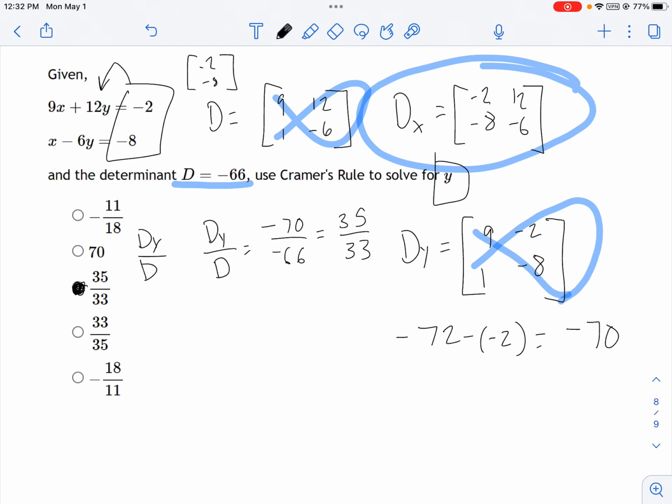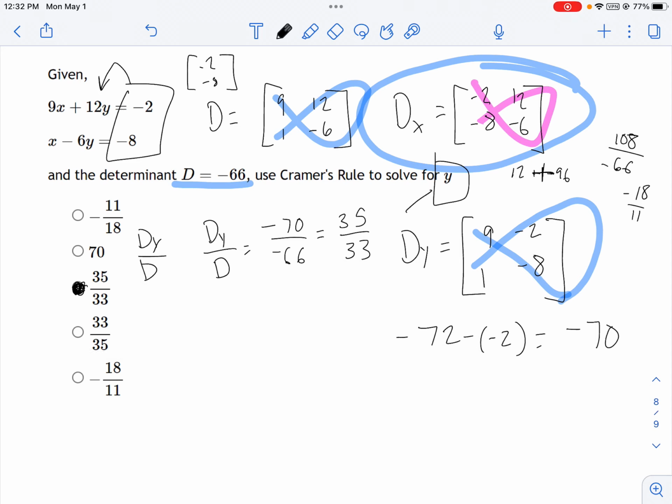Okay, and that's it. If you wanted to solve for x instead, all you'd have to do is find the determinant of that matrix. So that would be 12 minus the product of -8 times 12, so that would be minus -96. In other words, a plus: 12 plus 96, which would be 108. So then you have 108 over -66, and that would be your answer for x. So -108 over 66, which will simplify to -18 over 11, which we actually see as one of the other distractors.